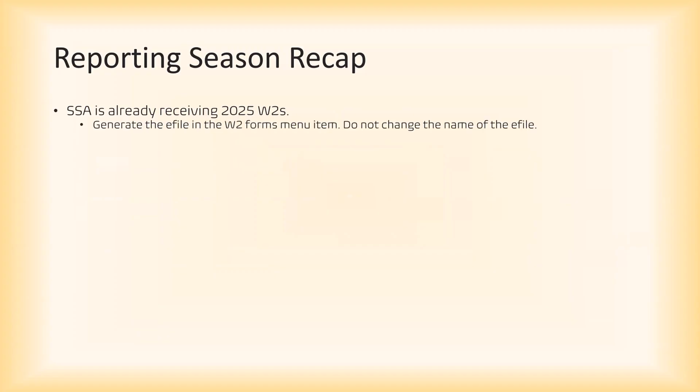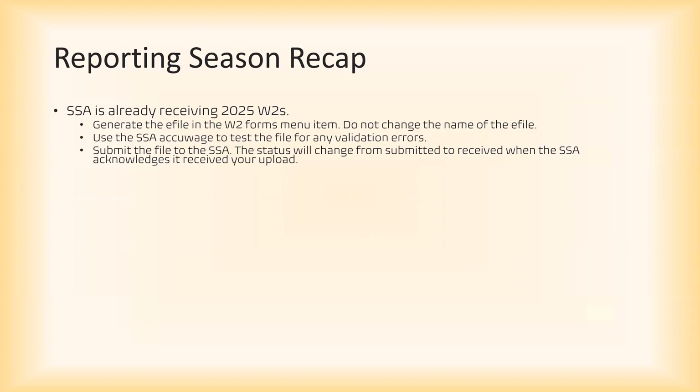They really don't say. You generate the file in the W2 forms menu item. You don't change the name of the e-file. You use the SSA AccuAge to test the file for any validation errors. Again, I'm going to run through and show you all this. You submit the file to the SSA.